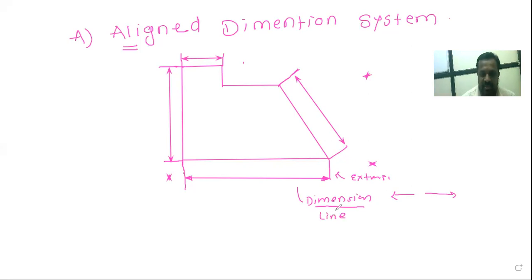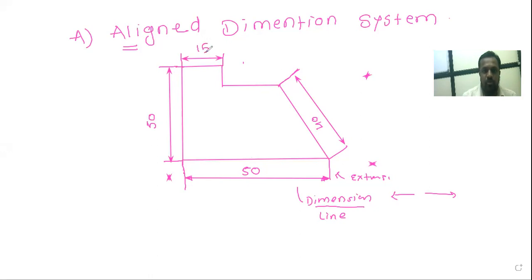तर काय करायचं या सिस्टम मध्ये आपल्याला डायमेन्शन लाईनच्या वरती डायमेन्शन नंबर दाखवायचे. For example, it will be 50. Suppose it will be 40. Again, suppose it will be 50 like this, and suppose it will be 15.